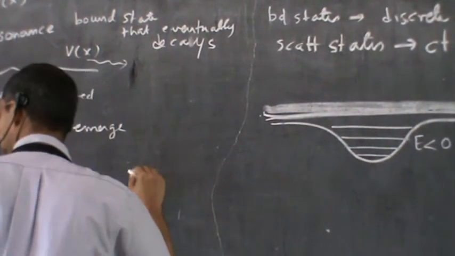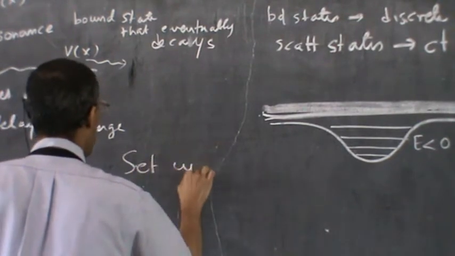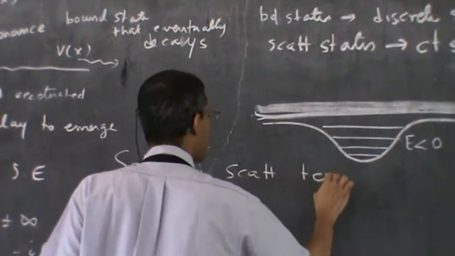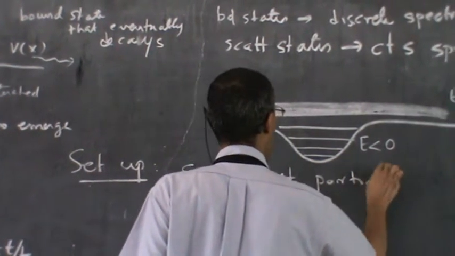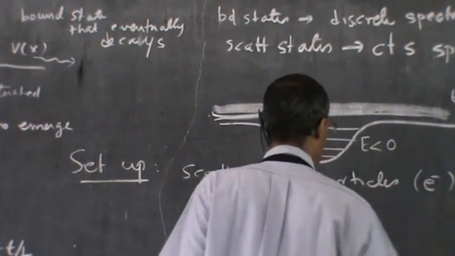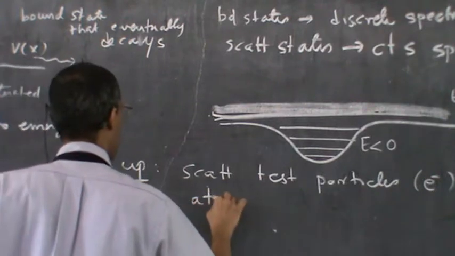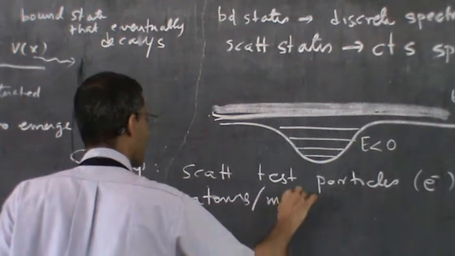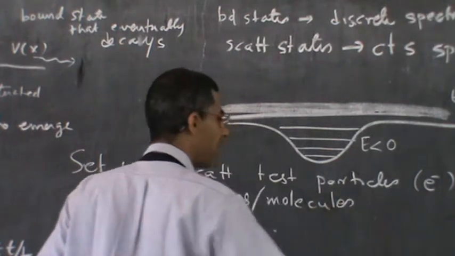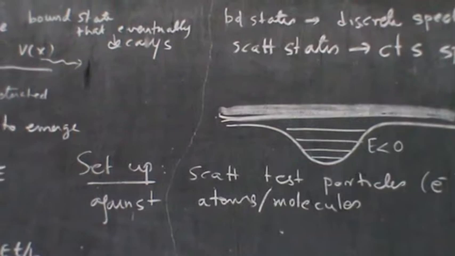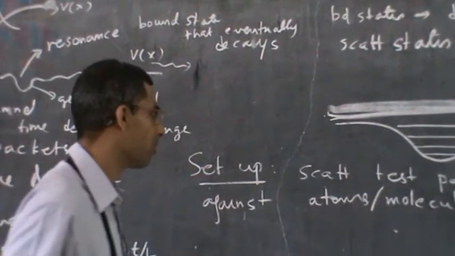So the physical setup is that you are scattering test particles. For example, electrons against atoms or molecules, etc. There are various ones. You may be sending muons and firing them on a nuclear target, or neutrinos against a nuclear target, etc. But let's talk about this.